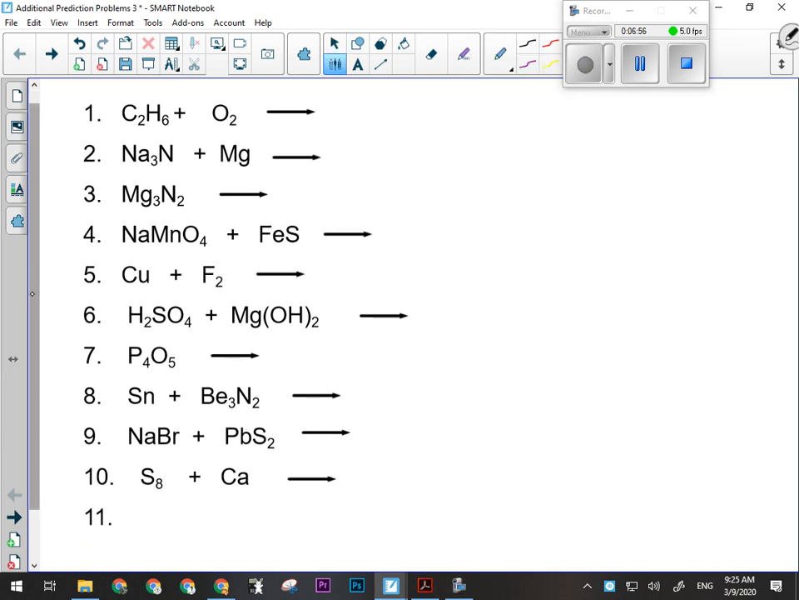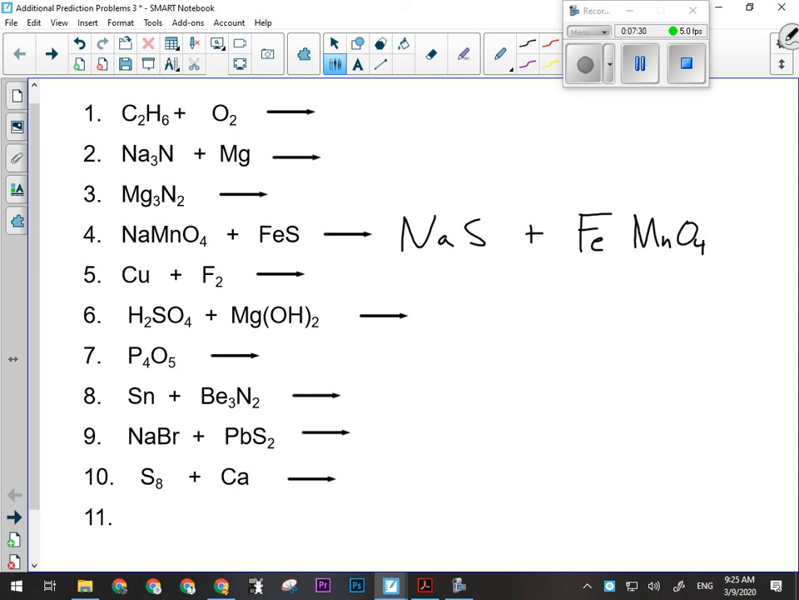Okay, so in question number 4, we've got sodium permanganate. That's what MnO4 is, so that's an ionic compound. And it's reacting with iron 2 sulfide, which is also an ionic compound. So I've got 2 ionic compounds, which means this is what kind of a reaction? Double replacement. All right, so in a double replacement reaction, the pattern is switch the metals. So that means sodium is going to end up with sulfur, and iron is going to end up with permanganate.